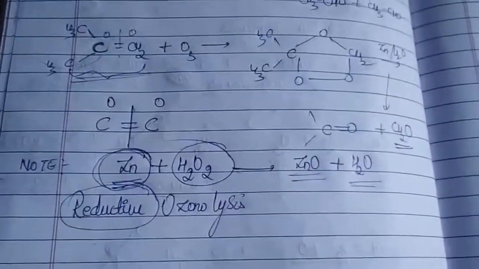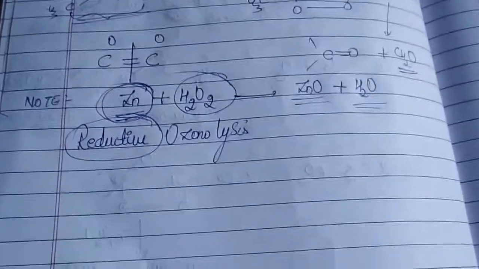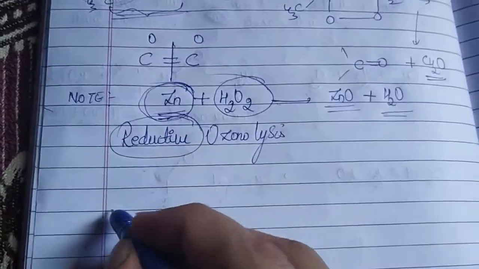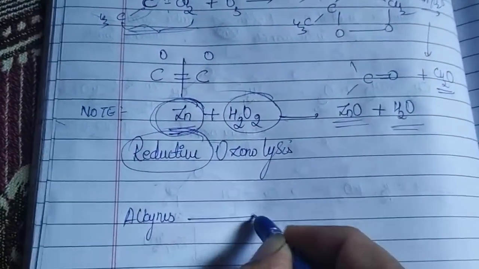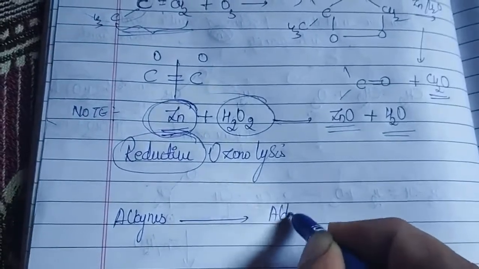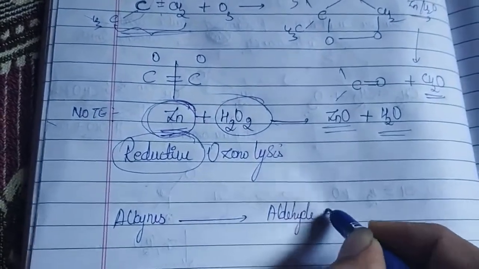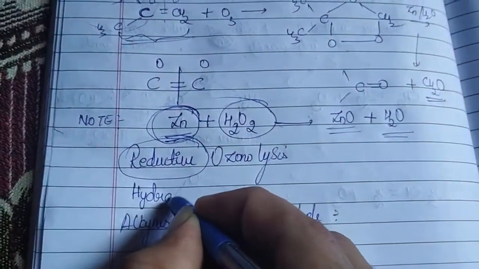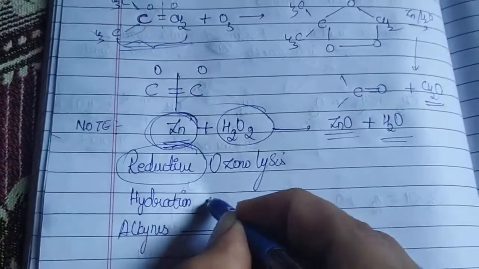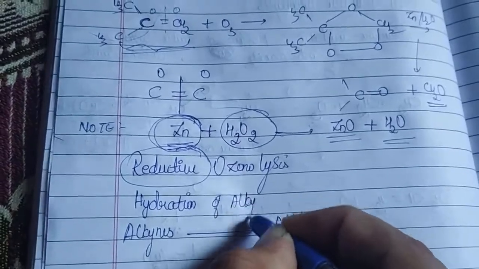Okay. Now next important part, of course we have seen how we are converting alkenes to aldehyde. Now it is our protocol to understand how we can convert alkynes to aldehyde, another important reaction. This is by the process called hydration of alkynes. Hydration of alkynes.